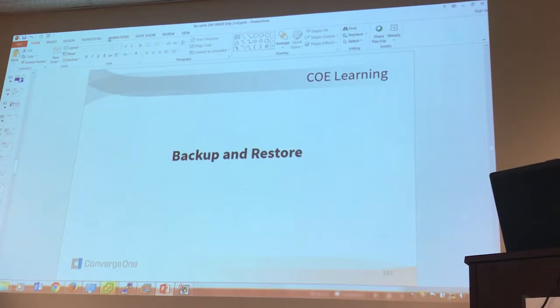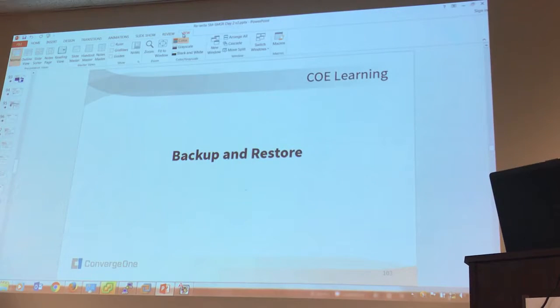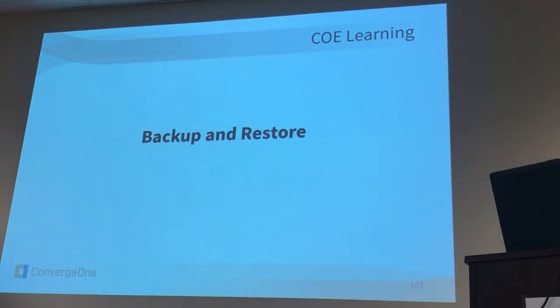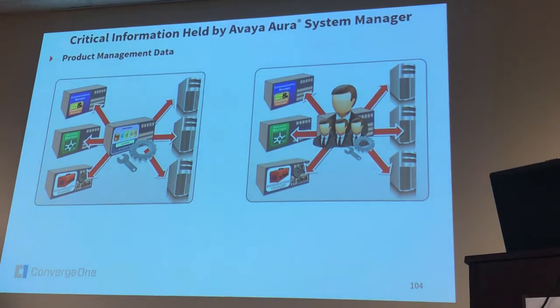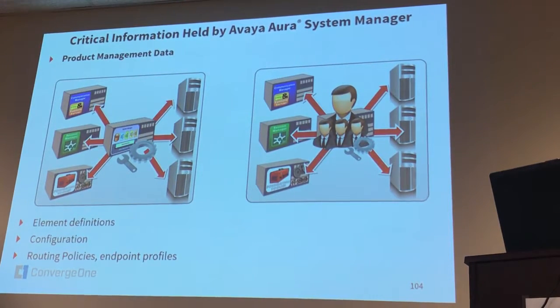Backup and restore. When you back up System Manager, you're backing up all of the product management data, all of the information that you currently have in System Manager, even information related to the applications that you're managing from System Manager. So if you're managing CM, you're going to be backing up all of those translations. However, be aware that you cannot restore CM from that backup. You still need to back up CM the way you do it right now.